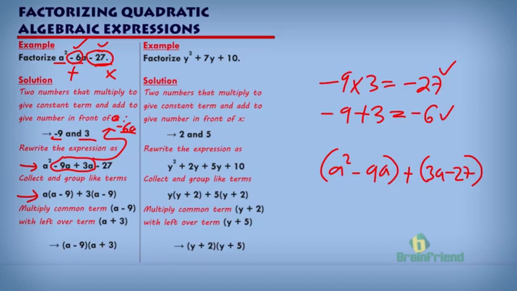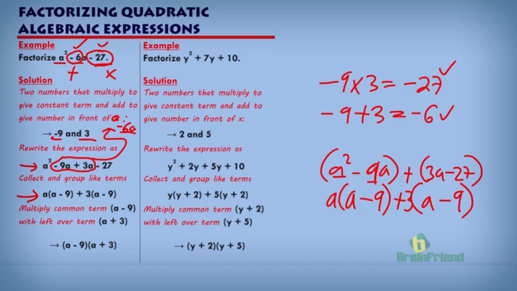And of course, we can further simplify this by taking out our common terms. We have a there. A is common in that term. We have a left, minus 9 is also left. In the same way, in our term here, we have 3. 3 is common. We have a remaining, and then we have 9 remaining.